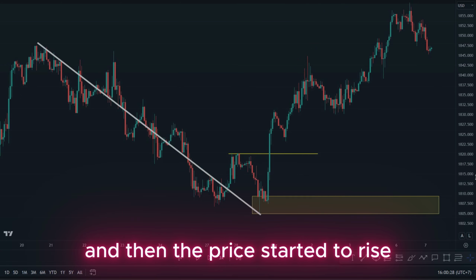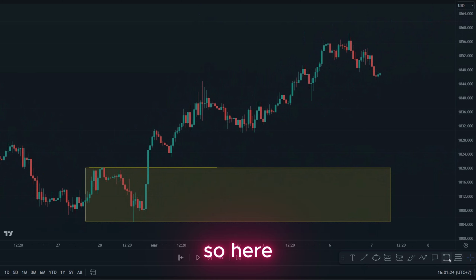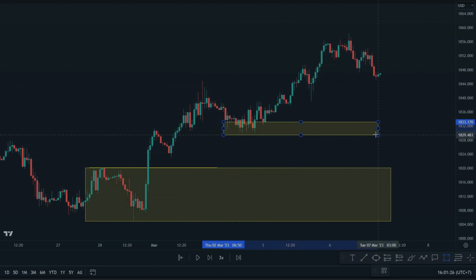Okay, so this is the key level of the major trend. And it has no previous high. Let's continue to find the key level of the smaller trend. So here, or here, one of these two is the key level of the smaller trend.